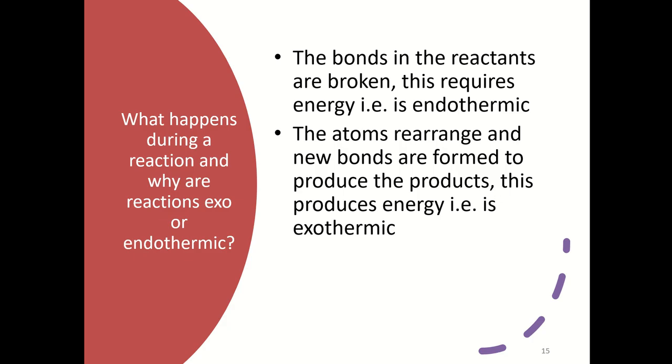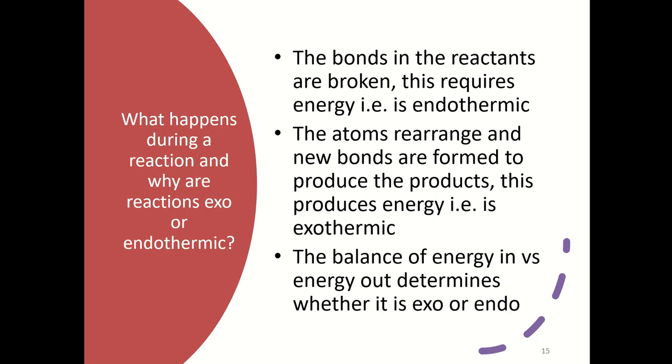And the complete opposite to what happens whenever bonds are broken and energy is needed, that's an endothermic part of the reaction. Now, when new bonds are formed, energy is given out. That's an exothermic part of the reaction. So in every single chemical reaction that happens, you have an endothermic part of the reaction, bonds being broken in reactants, and you have an exothermic part of the reaction, bonds being made in products. And it is therefore the balance between the amount of energy in to break those bonds and the amount of energy that's given out whenever the new bonds are made that determines if the overall reaction is exo or endothermic.